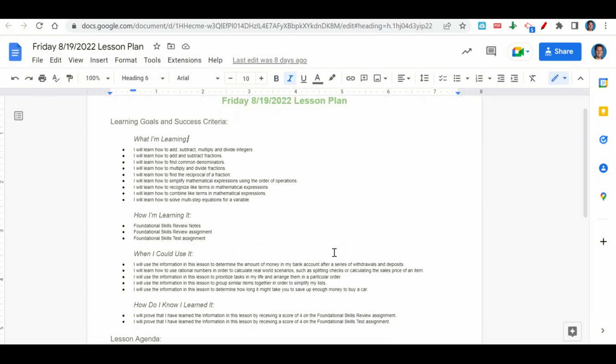How do you know you learned it? By getting a score of 4 on the Foundational Skills Review Assignment and a 4 on the Foundational Skills Test Assignment.